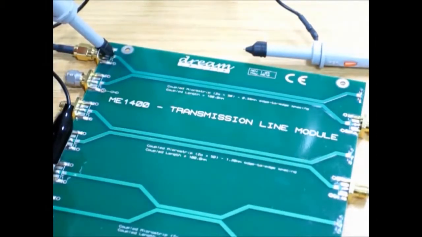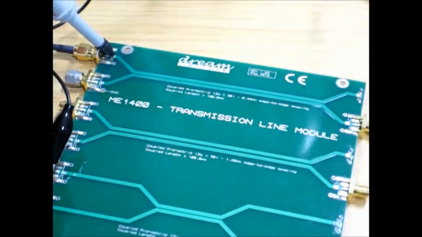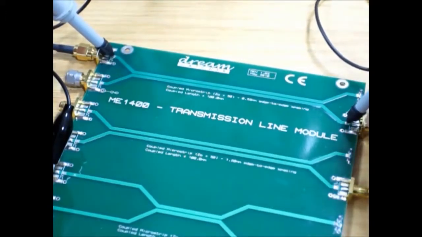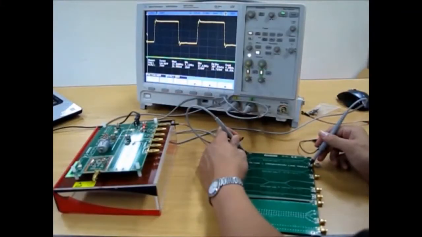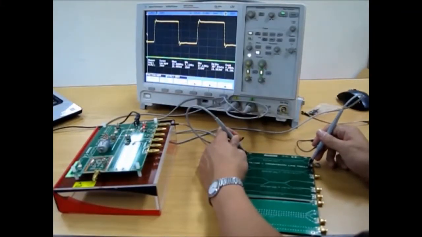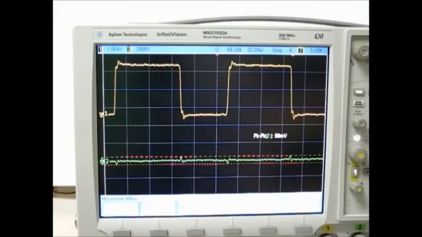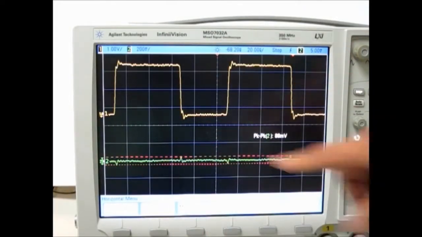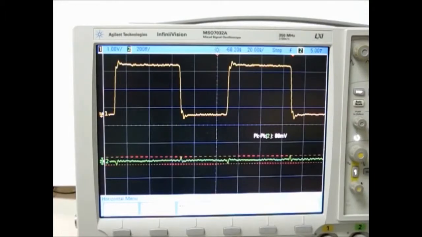Next, we shall investigate the far-end crosstalk. Where's the location to probe? To view the crosstalk signal on the adjacent line at the far end, probe at this point. Now you can see that the far-end crosstalk spike on the rising edge is a negative spike, whereas on the falling edge it is a positive spike. The spike peak-to-peak level is 88 mV, which is much lower than near-end crosstalk.